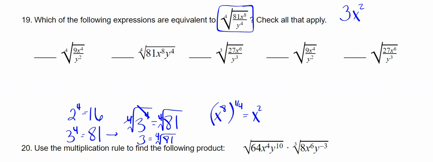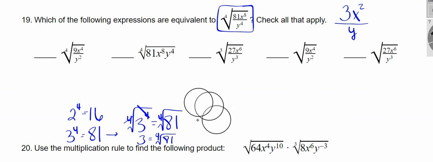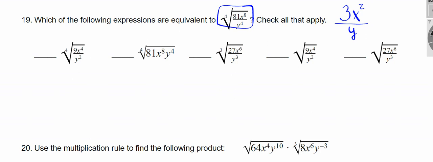And then we have something in the denominator. If you wanted to put it up in the numerator, you'd make it y to the -4. And it's also being raised to the 1/4 power. When you multiply those, you get y to the -1, or just a y to the first in the denominator. So that expression up there, although it looks complicated, is really just 3x squared over y. Now, let's look at the options.